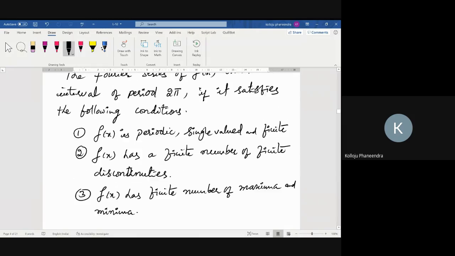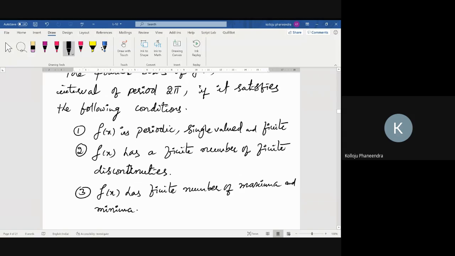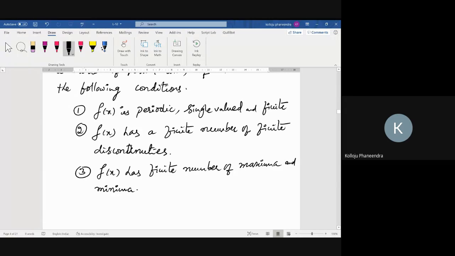These are the three conditions under which the Fourier series of a function exists. Remember, if these three conditions are satisfied, then the Fourier series definitely exists. If one of the conditions is not satisfied, the Fourier series may or may not exist. That means these conditions are only sufficient conditions.